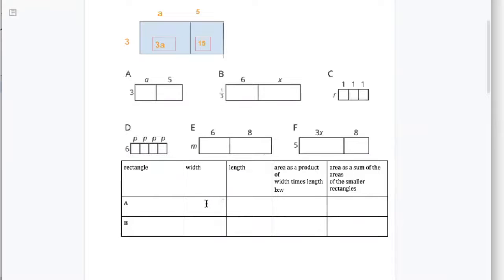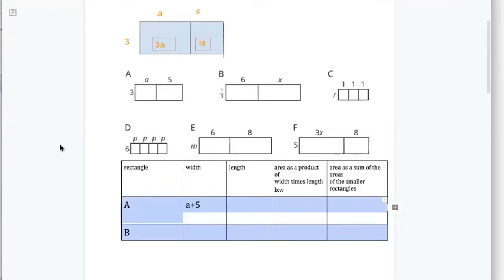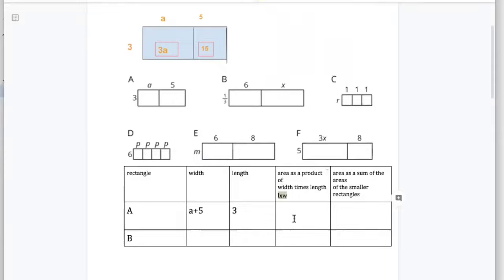So my width is going to be A plus 5. Let's make that a little bit bigger. And my length is going to be 3. My area as a product of the width times the length, or simply said length times width, is going to be 3 times, we're going to use parentheses, A plus 5. Okay, we're multiplying again the length and the width. Okay. So next we have the area as a sum of the areas of the smaller rectangles.